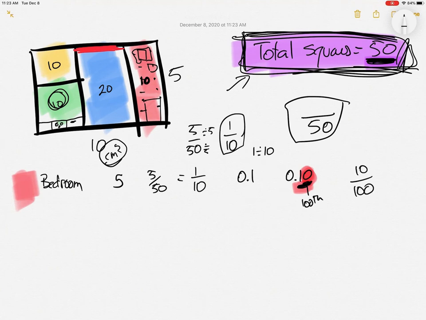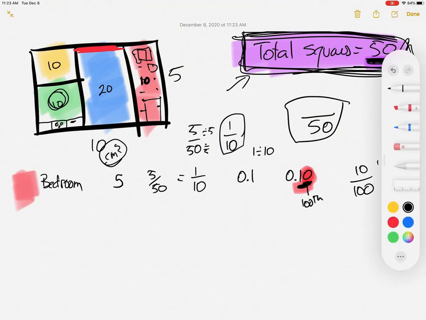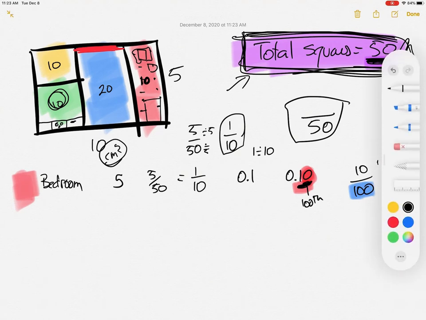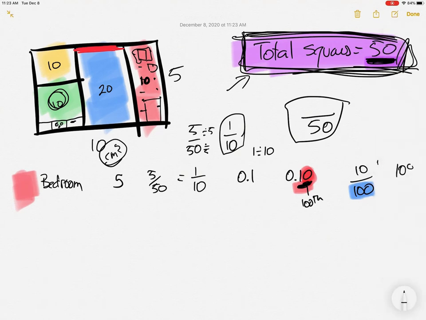The last column is going to ask us for the percentage. Percent literally means out of 100. So here you'll notice that this is out of 100. All I need to do next is write it as 10%. Okay? So we do that for each room.